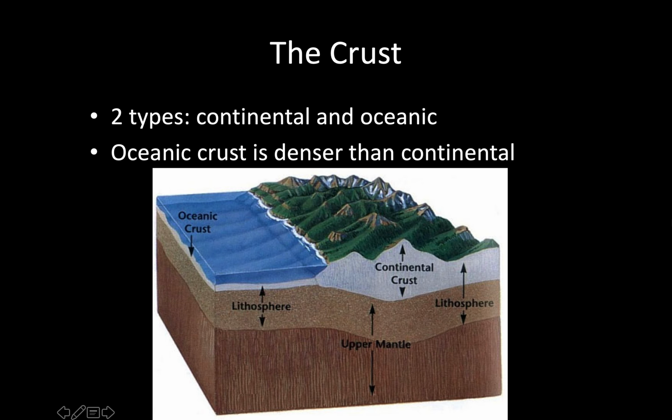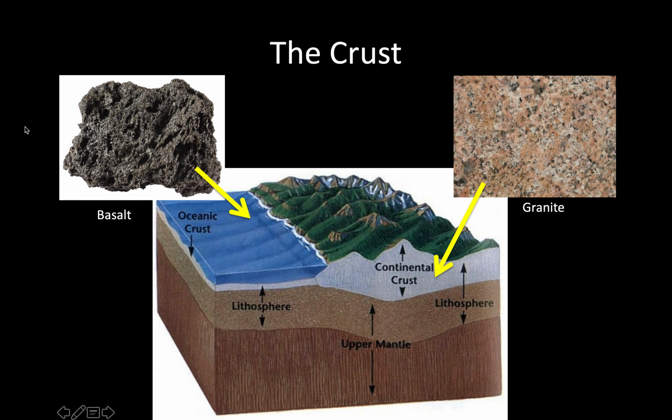So now the crust. There's two types, oceanic and continental. We live on continental crust. Oceanic crust is where the oceans are. Oceanic crust is much denser than continental. And the reason for that is the material that makes up each of these two types of crust.